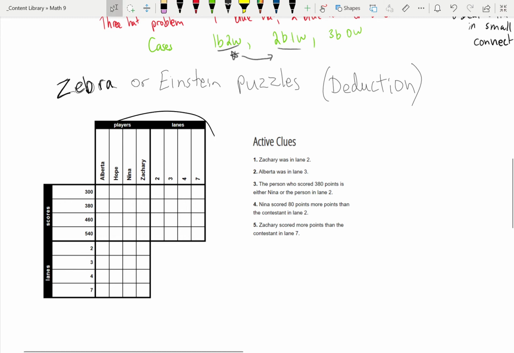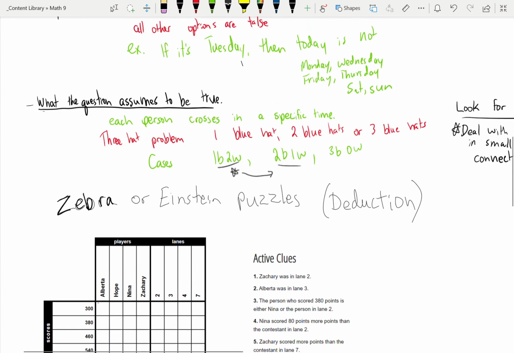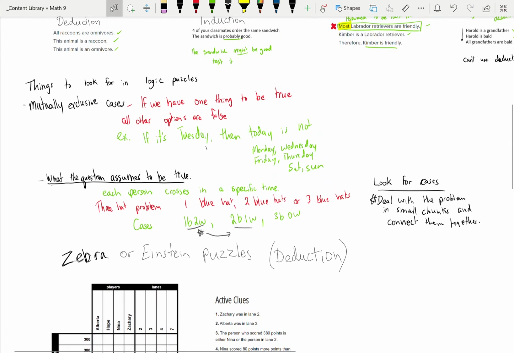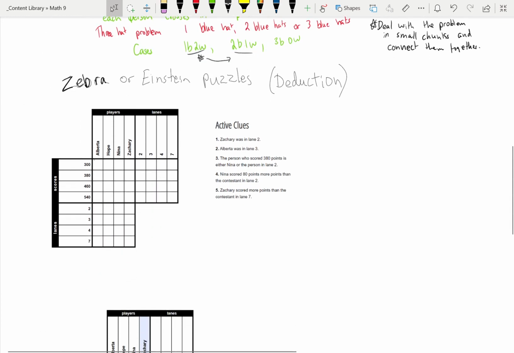So basically our goal is to fill out this entire thing and figure out the players, the lanes, and the scores. And notice how it says players and scores. So if Alberta had a point of 300, I'd put her here. I've got lanes and lanes, so then I can match up scores to lanes, and I can match up lanes to players. So this is one way that you can set it up because we have 3 different things in this case to deal with. But I'm going to look at the clues to figure out a couple things, and you will see how I apply these mutually exclusive cases and assumptions and connections to solve this puzzle.